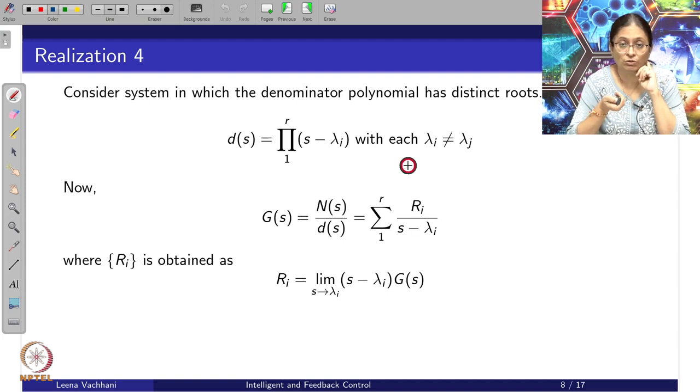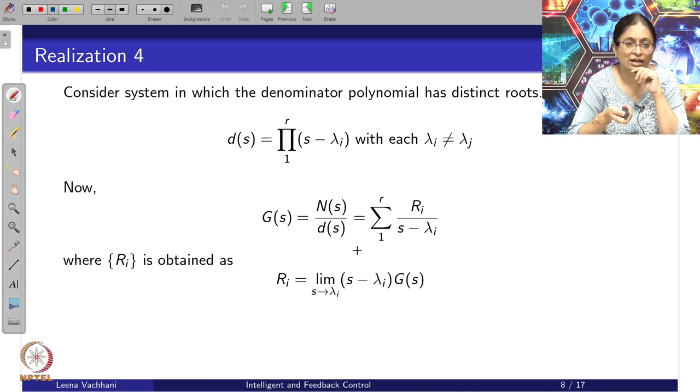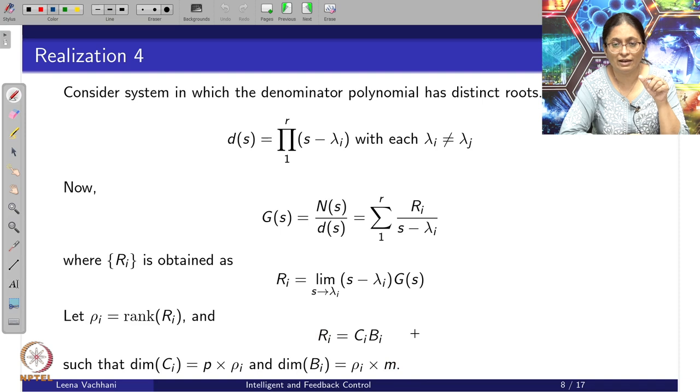But here the Ri are going to be in matrix form as compared to my SISO case. And Ri can be found similar to finding the residual: we multiply by s minus lambda i with G of s, and we take the limit as s tends to lambda i. Now, we consider the individual Ri matrices and calculate the rank; let this rank be rho i. So now Ri can be formed, since these are distinct roots, as Ci times Bi. This is not going to be a diagonal matrix of identity.